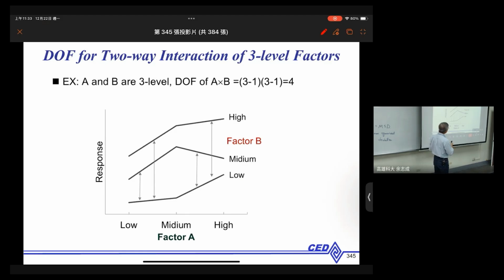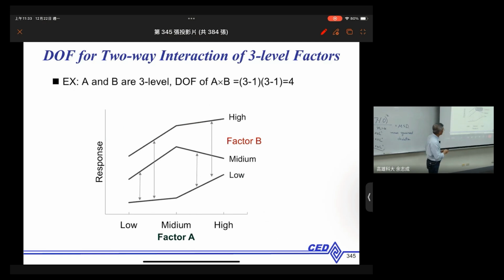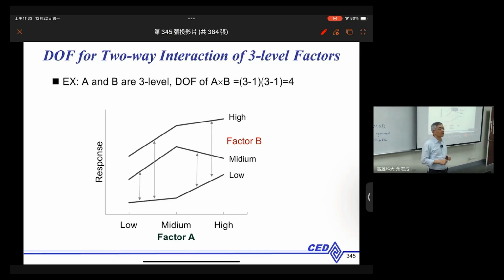In other words, there will be 4 degrees of freedom. And by applying the previous formula, we can see 3 minus 1 multiplied by 3 minus 1 will be 4. So for the 3-level interaction, the degree of freedom will be 4. Okay, any questions?